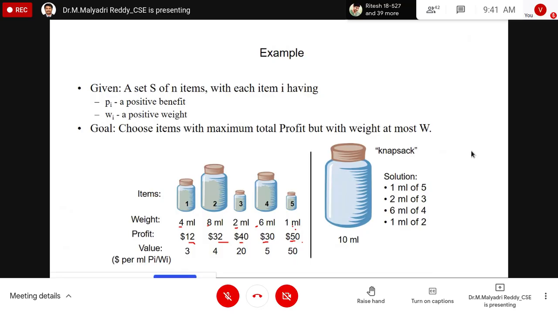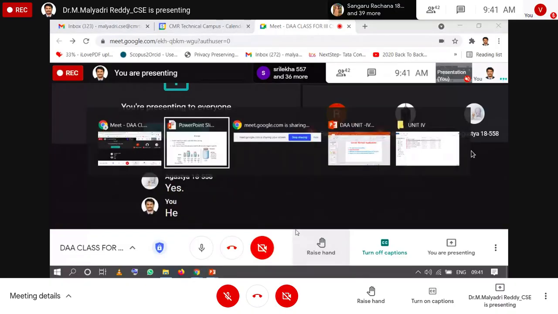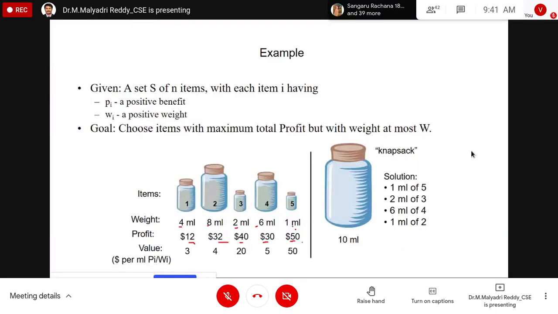Rajashree, Srekar, Sandeep. Yes, sir. Explain this problem. Just what you are seeing on the board.